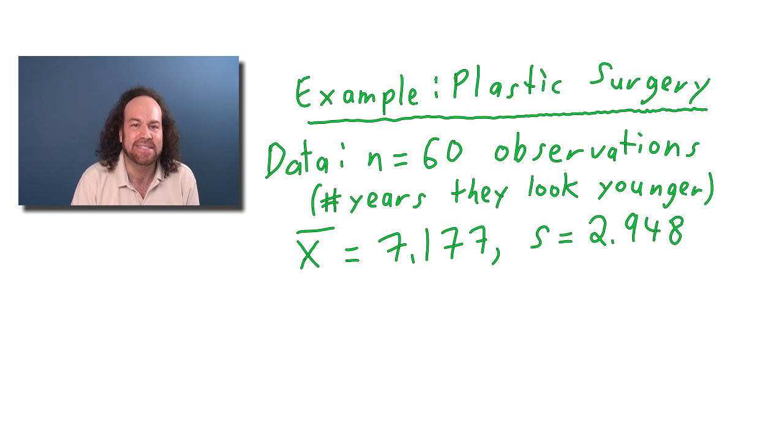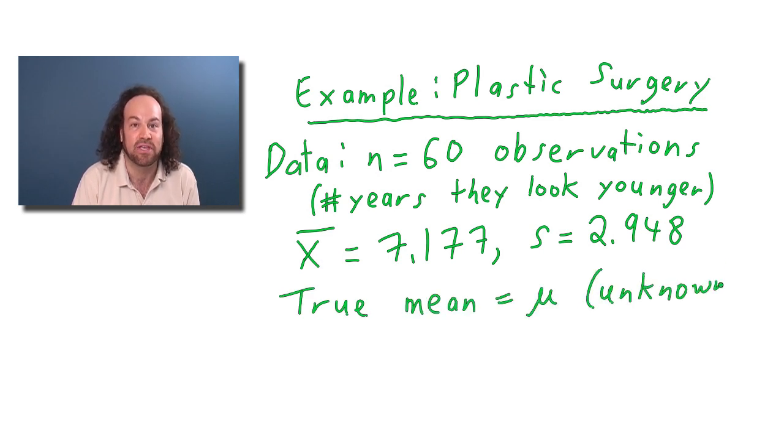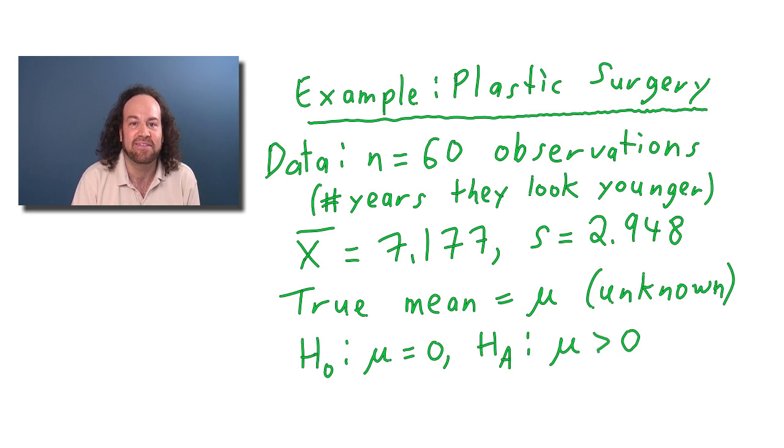So if we want to set this up as a hypothesis test, we can say that in the theoretical world, we have the true mean number of years that this plastic surgery makes you look younger, and we'll call that mu, and that's unknown. Then we also have the estimated number of years that it makes you look younger, and that's our x bar, which is 7.177 years. Now we would like to test whether or not mu is more than 0. So we have a null hypothesis that says mu equals 0, and an alternative hypothesis that says mu is more than 0.